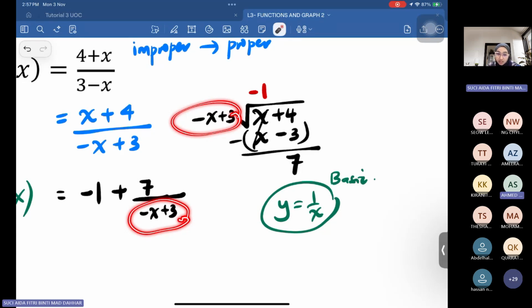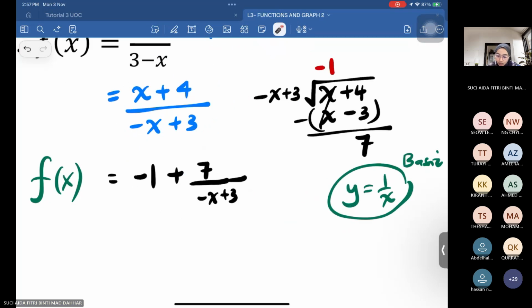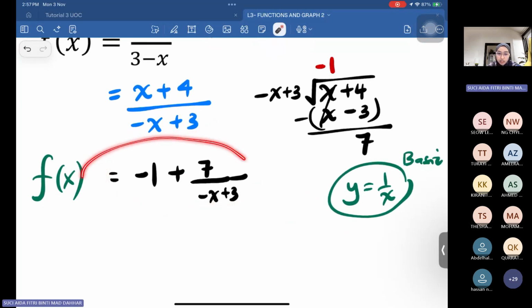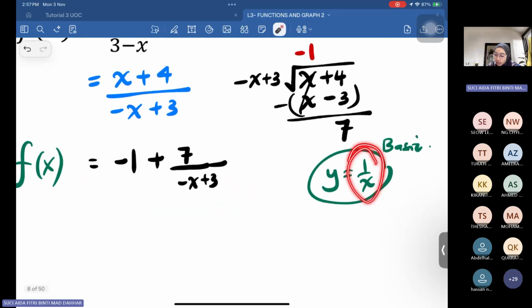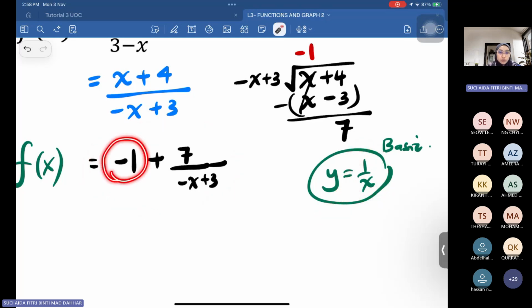Understand? Okay. So this is how we convert an improper fraction into a proper fraction, by doing division. Now this is not in a proper order, because I want to see what changes occur from the basic graph becoming this graph. So this -1 is actually a vertical shift.